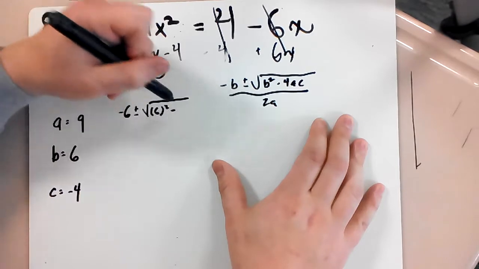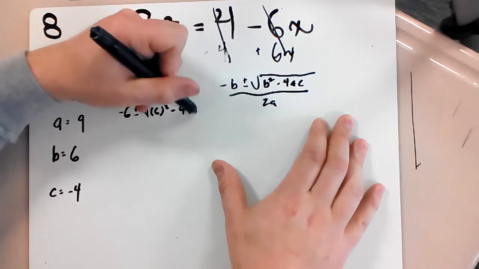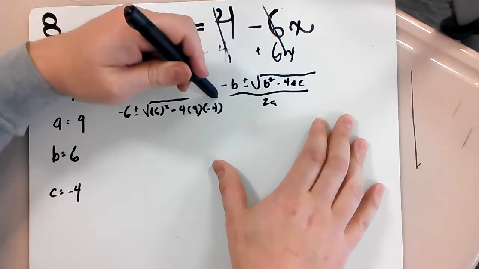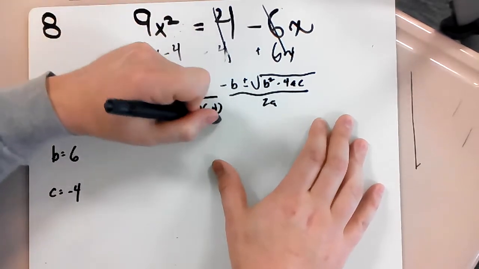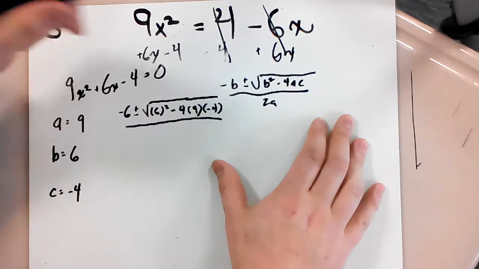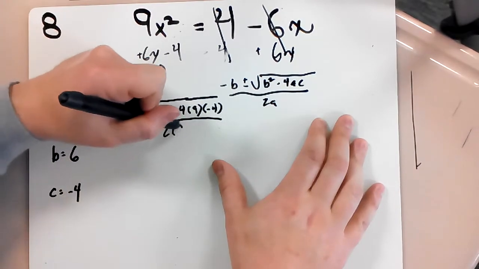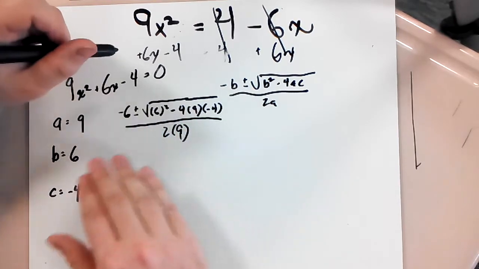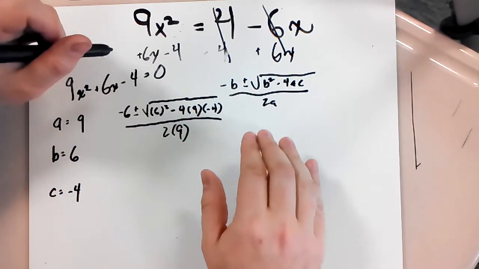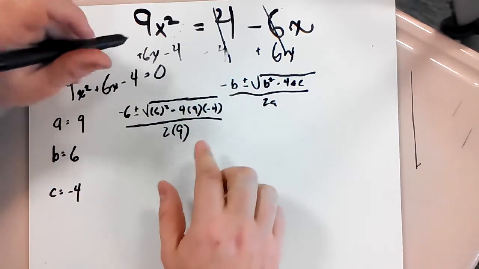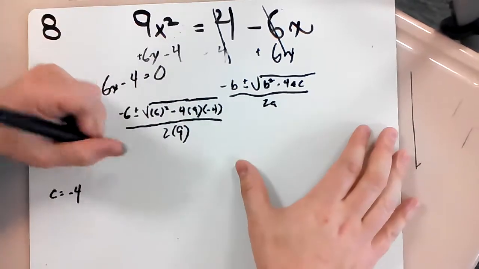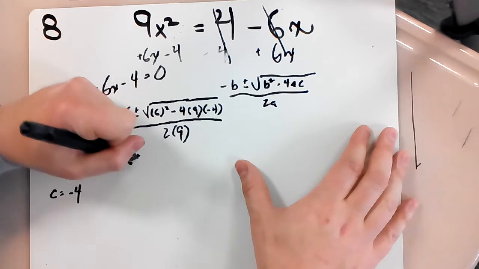6 squared minus 4, 9, negative 4. Okay? Over 2 times 9. Now again, writing it out kind of helps me make sure I don't miss anything. It's very easy to miss the 2a. It's very easy to miss a term in here. Watch your signs.